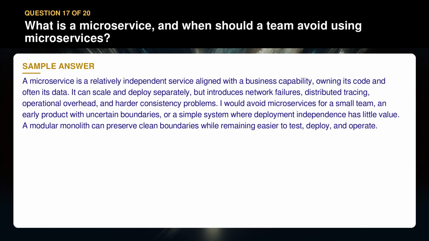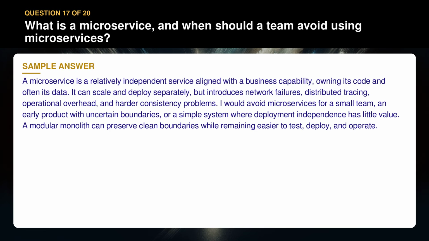Question 17. What is a microservice, and when should a team avoid using microservices? A microservice is a relatively independent service aligned with a business capability, owning its code and often its data. It can scale and deploy separately, but introduces network failures, distributed tracing, operational overhead, and harder consistency problems.